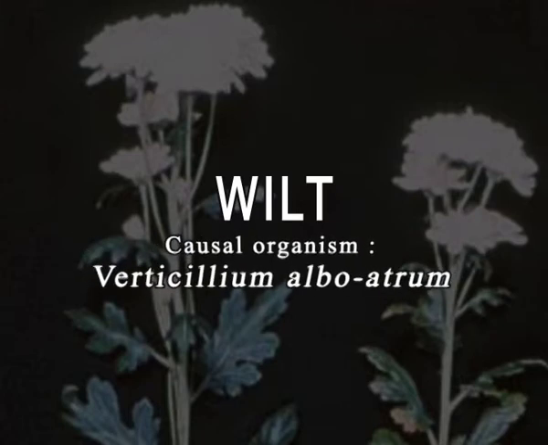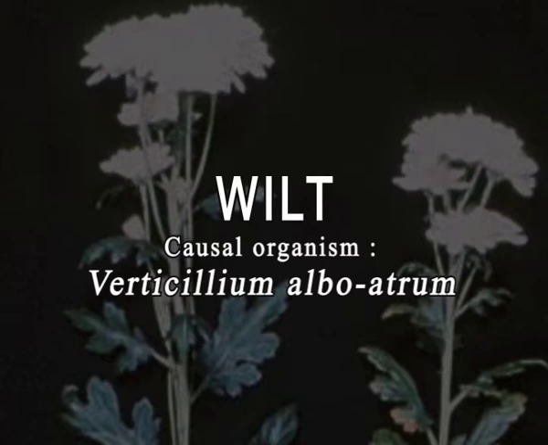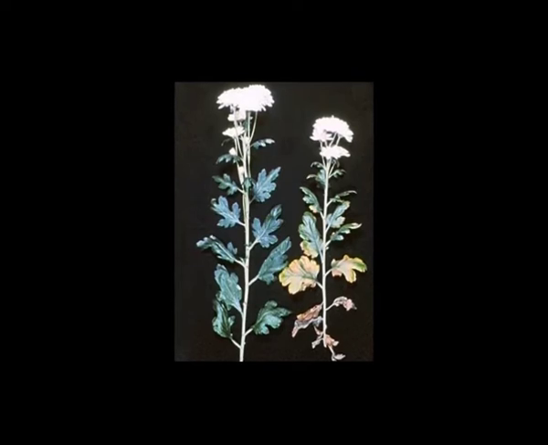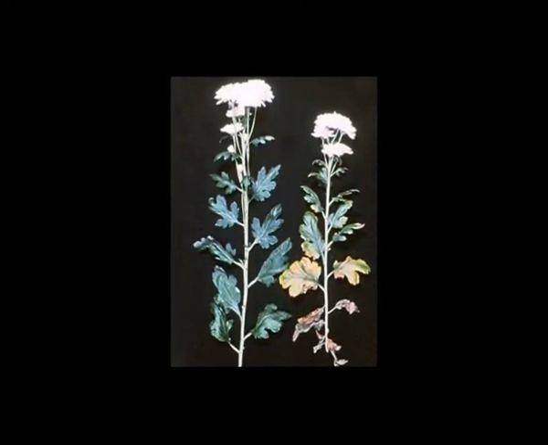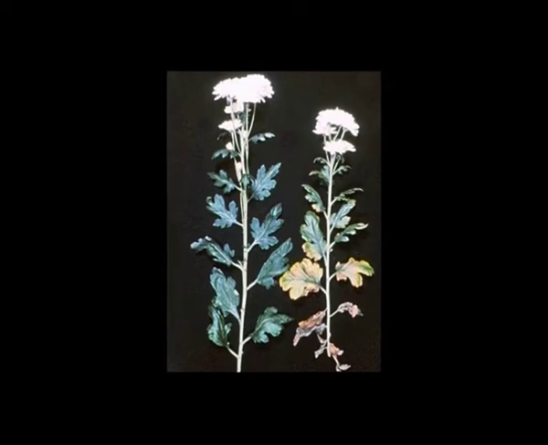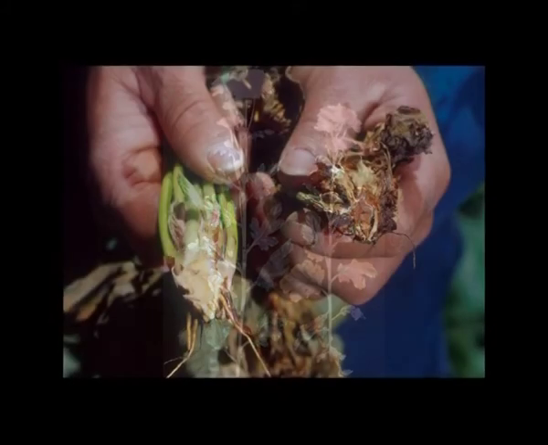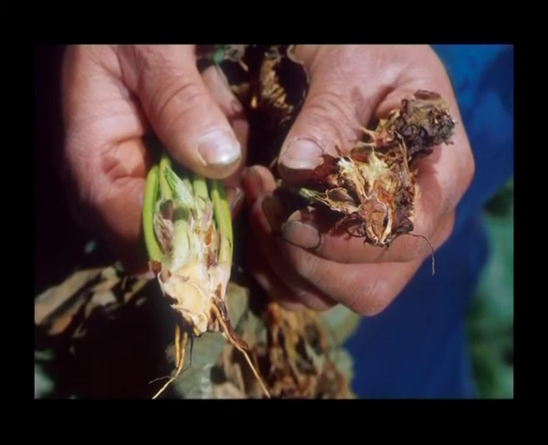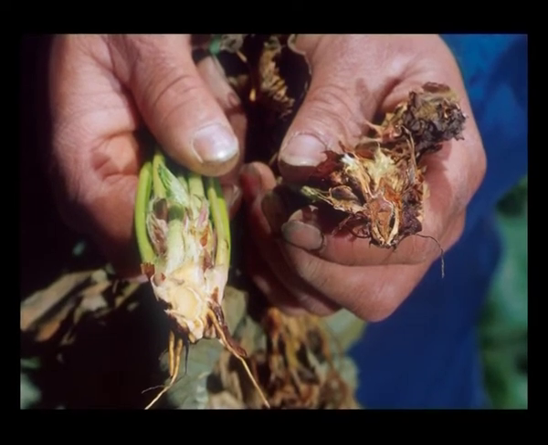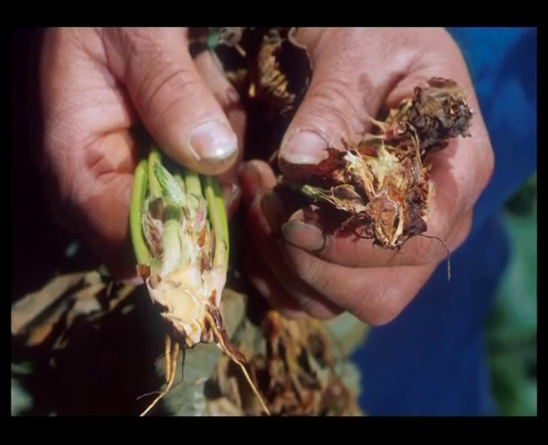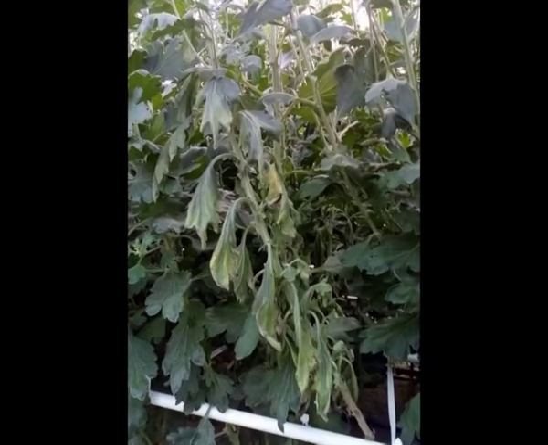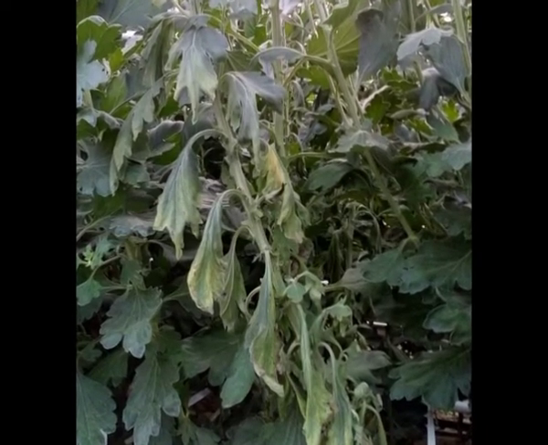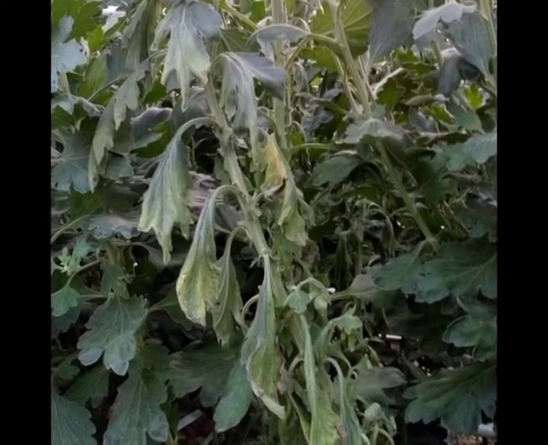Now let's see the next disease of chrysanthemum, that is the wilt. Causal organism is Verticillium albo-atrum. Symptoms of the disease. Wilt is the most serious disease of chrysanthemum. The symptoms often appear only after blossom buds have formed. Young vigorous plants may be symptomless. Foliage becomes yellow and wilted, sometimes only along leaf margins and on one side of the plant. Infected plants remain stunted and fail to produce flowers.